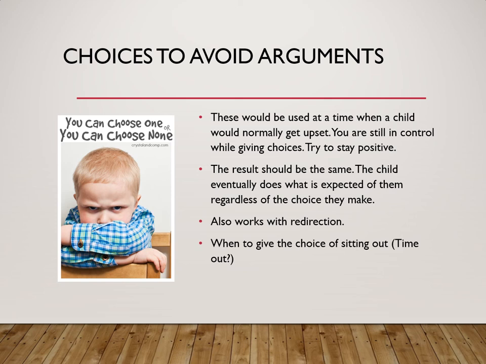This also works really well for redirection. So, giving choices when a child isn't working very well with another child. You guys can work really nicely together, or you're both going to have to go find something else to do. So it's still a choice. It's still within their control. It's still within the confines of the expectations of the classroom. And hopefully they can help work through that situation versus you having to solve it for them.